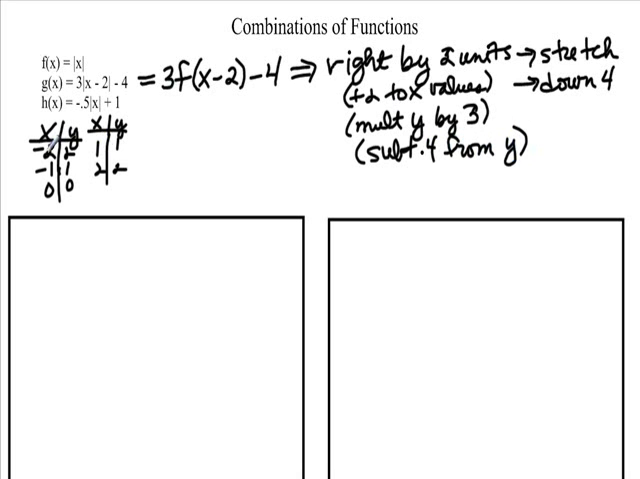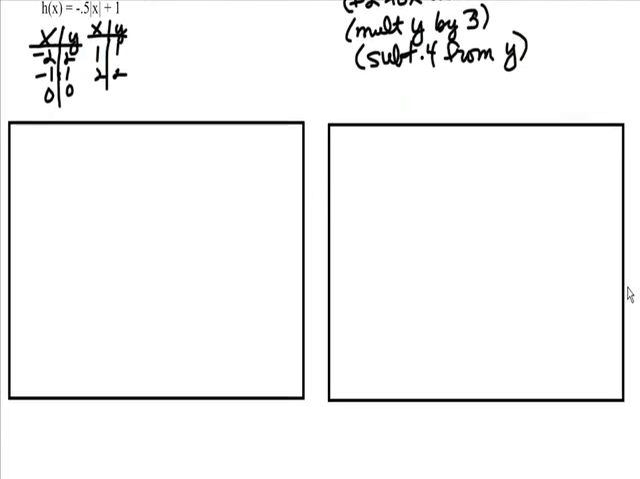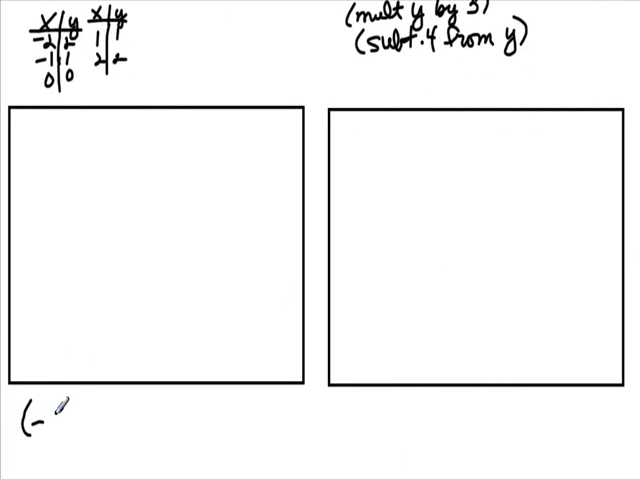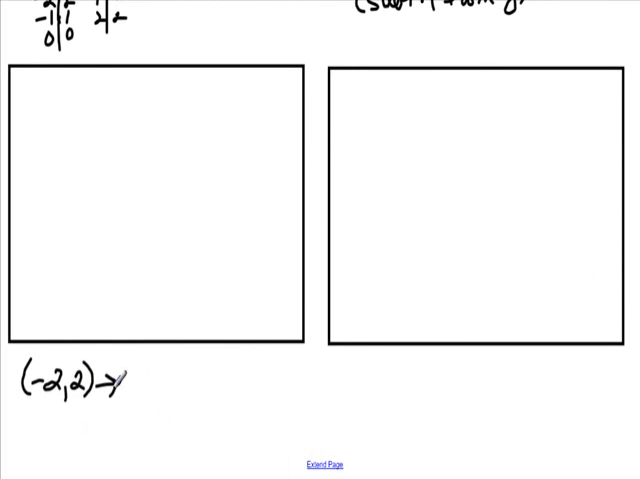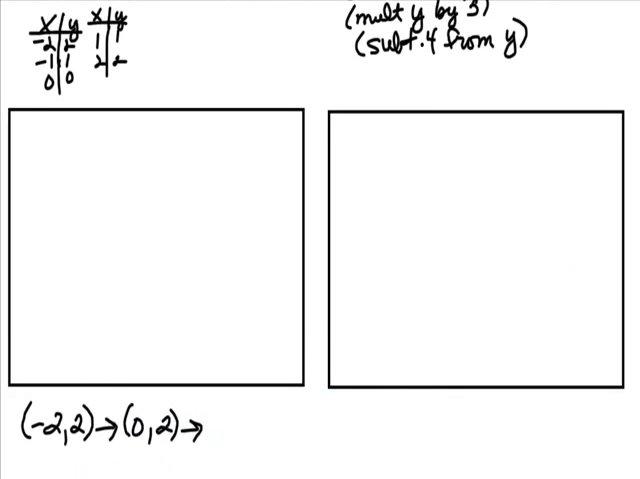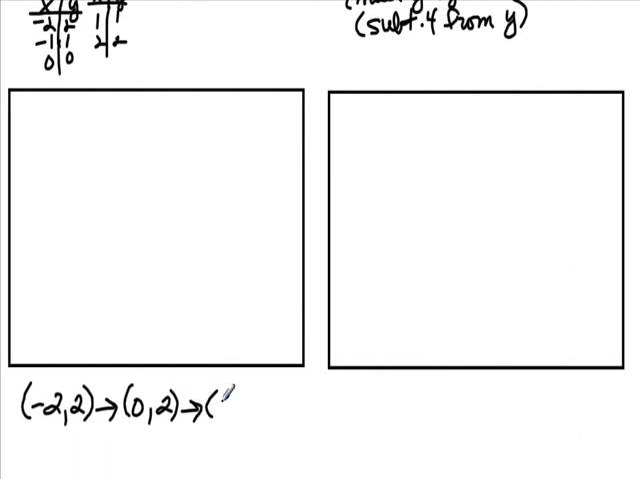So if you had to take a point through the transformation, like this (-2, 2), what you would have to do is think about where it goes in this transformation. So let me write it down here. We could take (-2, 2) through the transformation. To move it right by 2 units would be (0, 2). Then we would have to do what? Multiply the y by 3, so that would be (0, 6), and then subtract 4 from y, so we would get (0, 2). So we would expect that to end up at the point (0, 2).